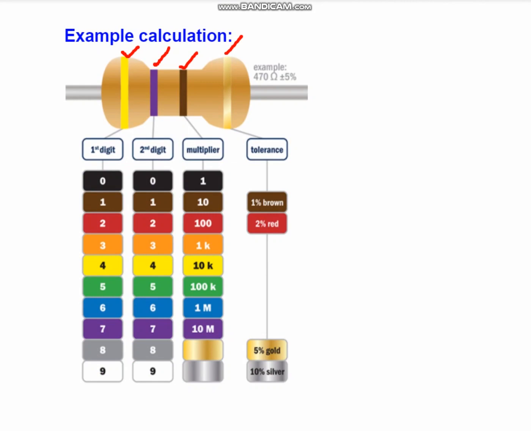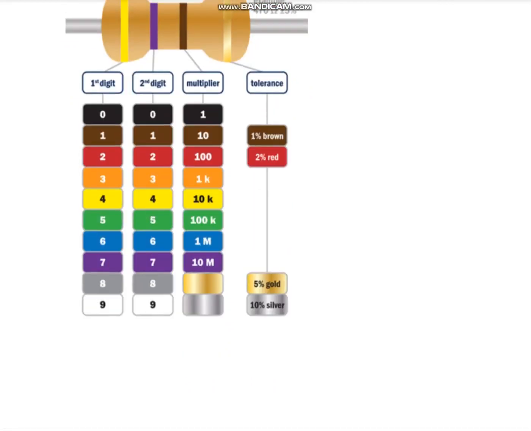So in this calculation, the first two colors will be the digits, the third will be the multiplier, and the fourth will be the tolerance. And looking at the chart, it is 4, then 7, and multiply it by the third value, that is 10. Hence the resistance we calculate is 47 into 10, which is equal to 470, and the tolerance is plus minus 5%. In this way, you can calculate the resistance value looking at its color code.